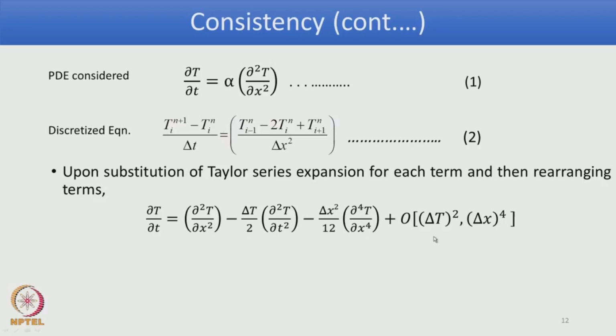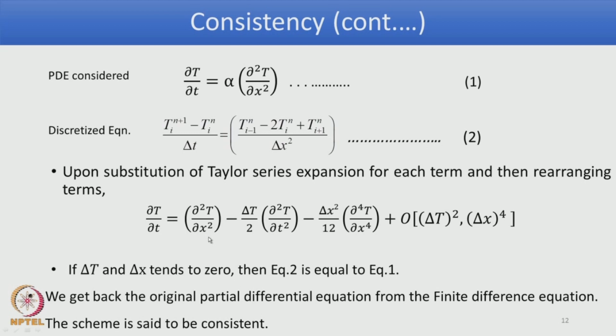Now, what do we do to understand consistency? Consistency definition: if delta t and delta x go to 0, then the original PDE should be recovered. So, we can understand that from this. If you make delta t go to 0 and delta x go to 0, then the original PDE appears here itself, dou t by dou t equal to dou square t by dou x squared. We get back the original PDE from the finite difference equation. Hence, this particular scheme, forward in time and central in space, for this PDE is said to be consistent.